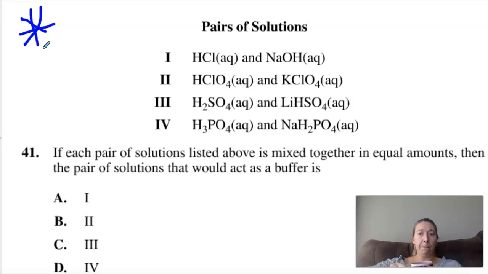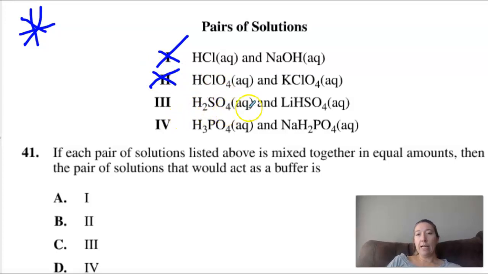Okay? So if each pair of solutions listed above is mixed together in equal amounts, then the pair of solutions that would act as a buffer is. So if you think about what's going to act as a buffer, we need to have something weak in solution with its conjugate. So for one, we have hydrochloric acid and sodium hydroxide. This is a strong acid and a strong base. So that's a negative. It's not going to be a buffer. Okay, then we have HClO4 and KClO4. So we do have conjugates because we have the HClO4 and the ClO4 minus, but HClO4 is strong. So that's also not a possibility.